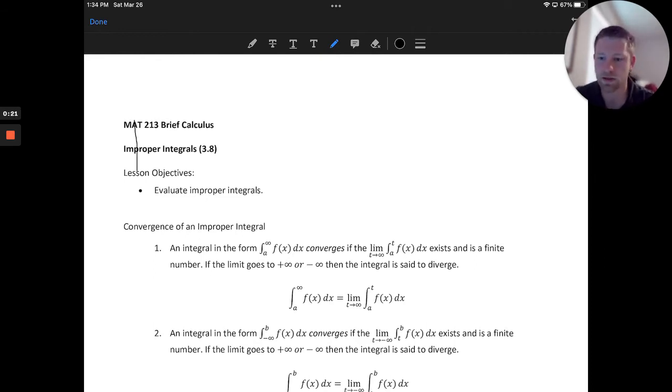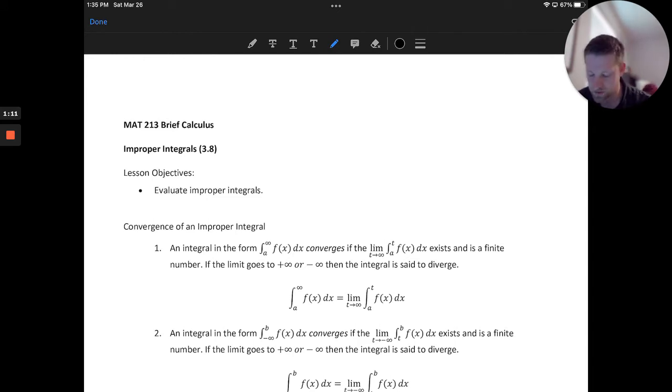So we're going to be considering when an improper integral is going to converge or diverge. The first definition says that an integral in the form of the integral from a to infinity of f of x dx converges if the limit as t approaches infinity of the integral from a to t of f of x dx exists and is a finite number. If the limit goes to positive infinity or negative infinity, in other words, if we have an infinite amount of area underneath the curve on that interval, then the integral is said to diverge.